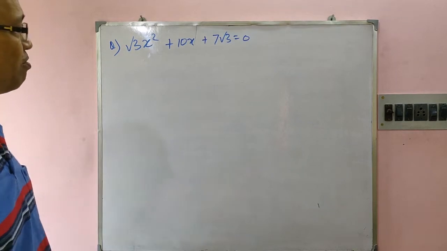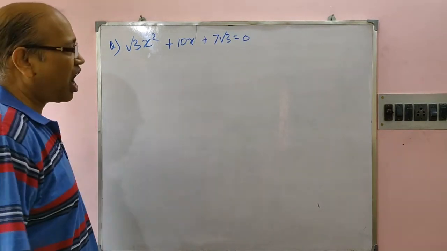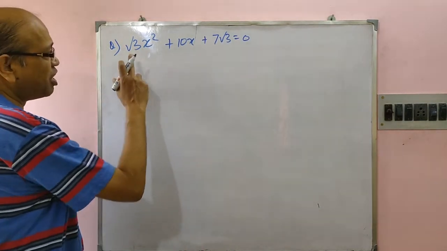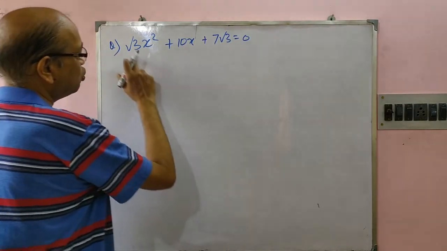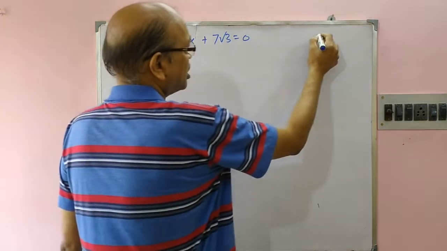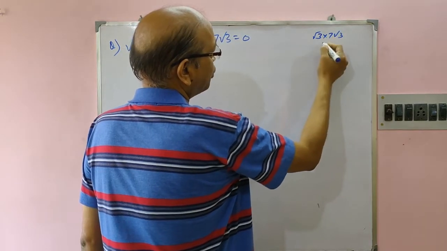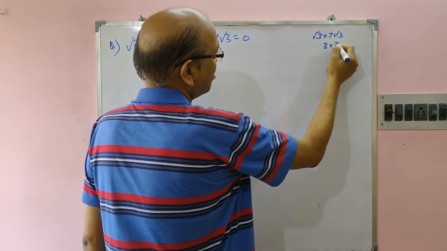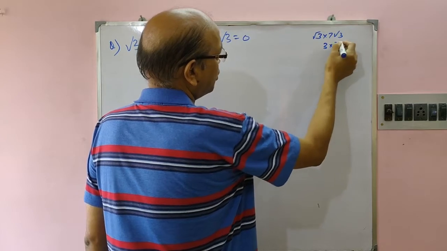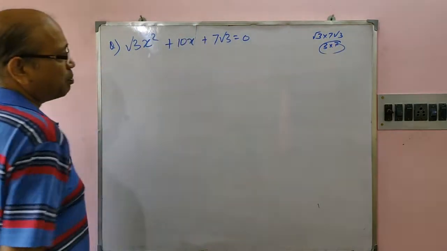We have to solve this quadratic equation. How? What is the first step? We multiply these to find out the factors. That means root 3 into 7 root 3. So root 3 into root 3 is 3, into 7. So I can write 7 plus 3 is 10. I can take this factor. 3 plus 7 is 10.